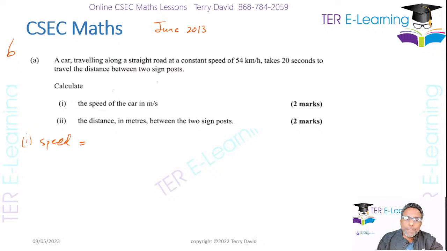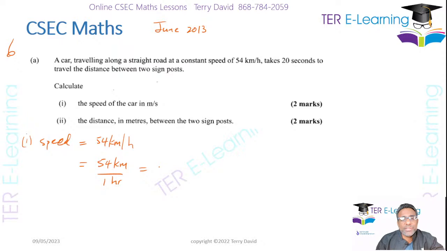Speed of the car is given by 54 kilometers per hour, right? Now let me write it exactly like how CSEC has it in this question. You have it like this. Now what that means is that you are traveling 54 kilometers in 1 hour, right? That's what that means. So if you want to convert this, let me do it on the side because I might need some space.